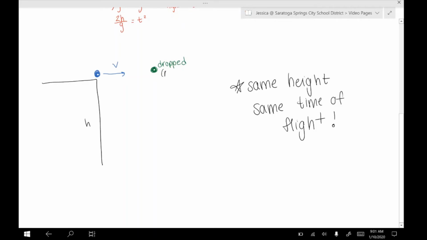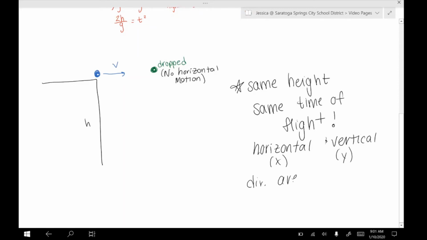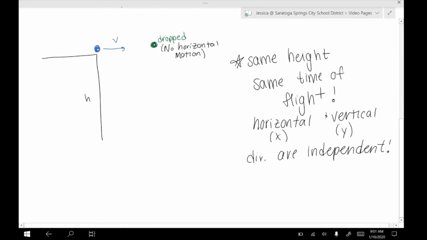So this green object has no horizontal motion, whereas the blue object has some. Remember, horizontal and vertical, or if you want to think of it as x and y directions, are independent of one another. So if two objects have the same type of motion in the y direction, because time of flight is based on that y direction, they're going to have the same time of flight.